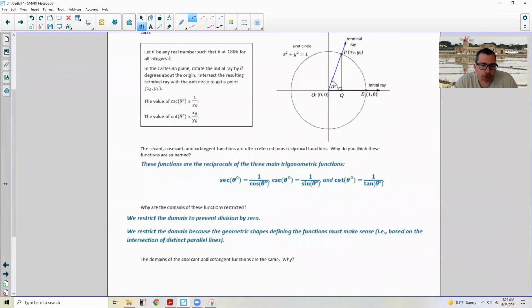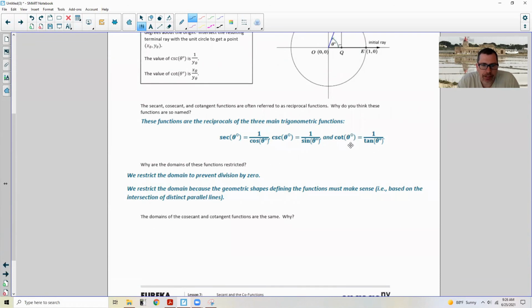Okay, so it says we restrict the domain to prevent division by 0, which I just said. We restrict the domain because the geometric shapes defining the functions must make sense based on the intersection of distinct parallel lines. That was from last lesson, lesson 6.